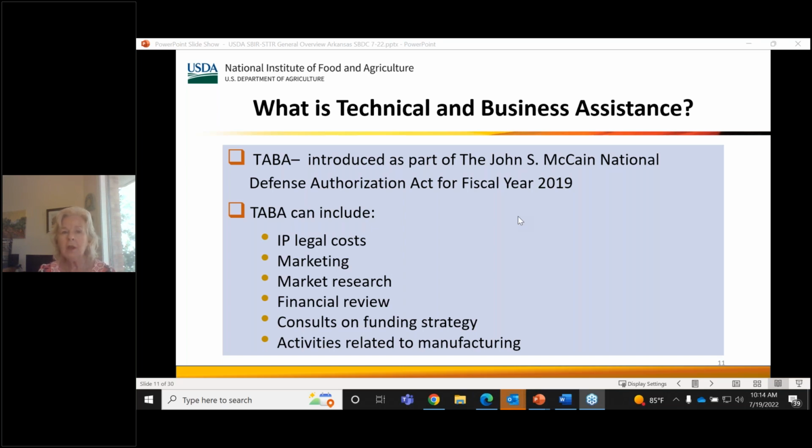But typically, people use it a lot for IP legal costs, for all types of marketing, marketing in general, marketing research, financial reviews, and activities related to manufacturing. But again, I want to emphasize that this is not a comprehensive list. This is just common uses of TABA.